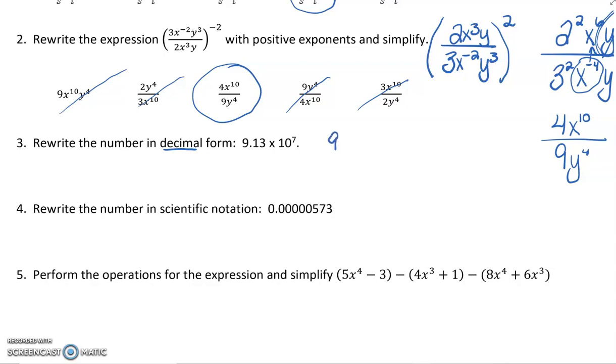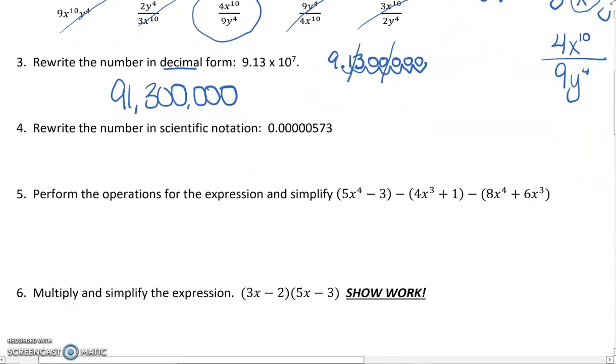So I'm going to take this 9.13 and move the decimal point 7 places this direction. So 1, 2, 3, 4, 5, 6, 7. I fill in zeros. Again, I know this is kind of a rudimentary way to do it, but that's okay. So my answer is 91,300,000.